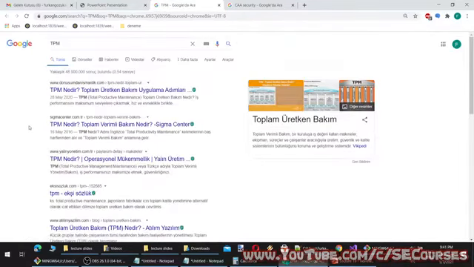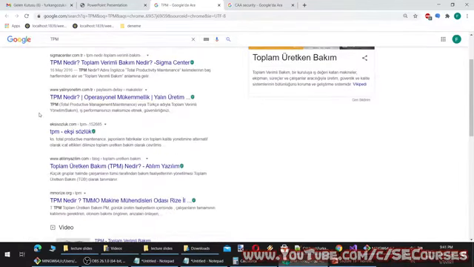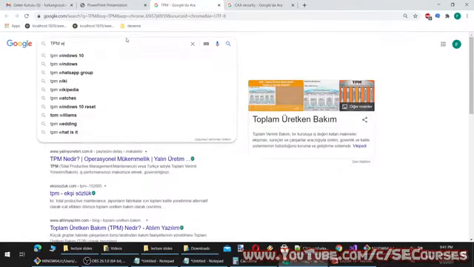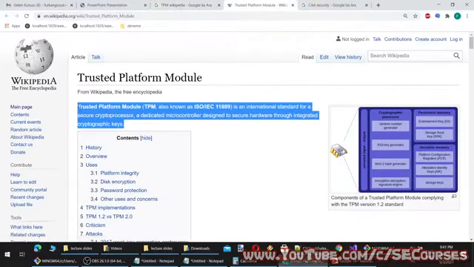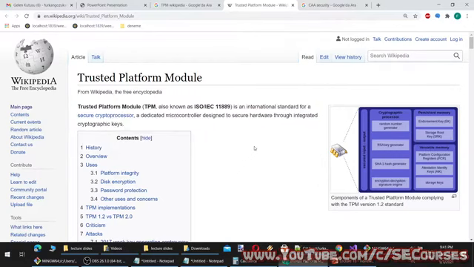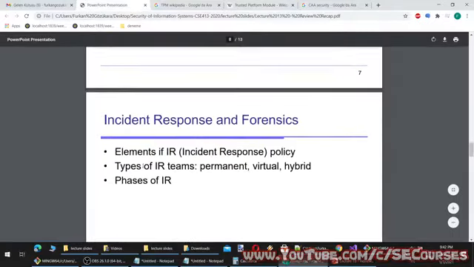Okay, do you remember TPM? It was, one moment. Trusted Platform Module. So let's read it to remember. Trusted Platform Module, TPM, also known as ISO/IEC 11889, is an international standard for a secure cryptoprocessor, a dedicated microcontroller designed to secure hardware through integrated cryptographic keys. Okay.